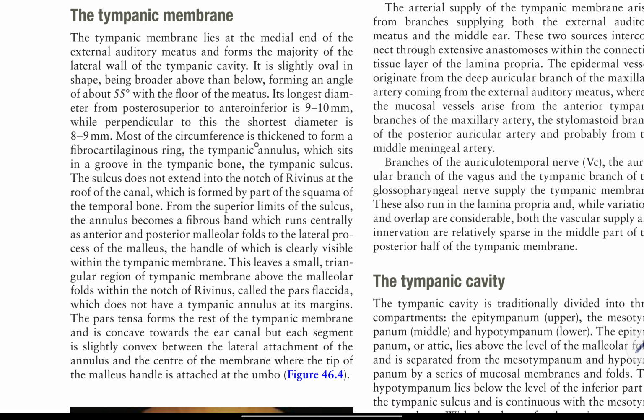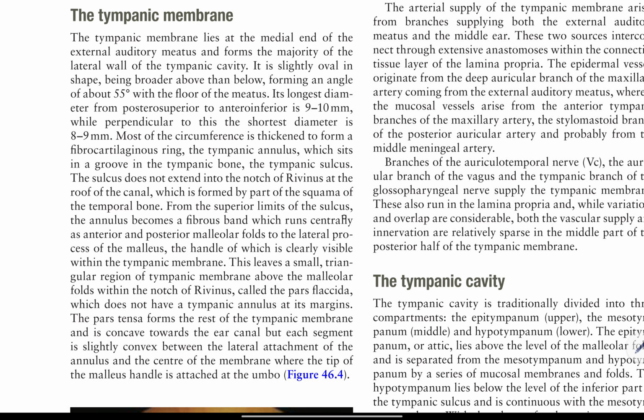Most of the circumference is thickened to form a fibrocartilaginous ring, the tympanic annulus, which sits in a groove of the tympanic bone, the tympanic sulcus. The sulcus does not extend into the notch of Rivinus at the roof of the canal, which is formed by a part of the squama of the temporal bone.